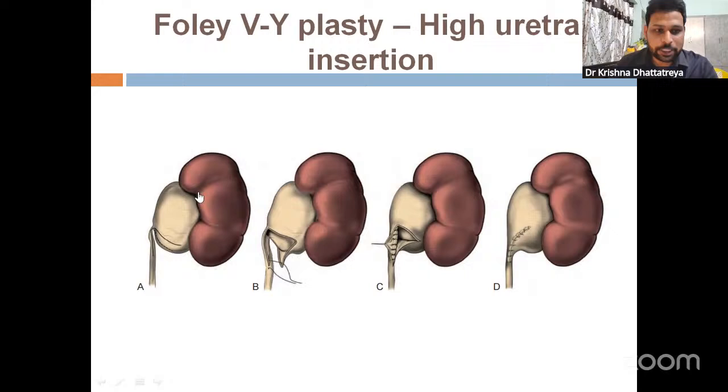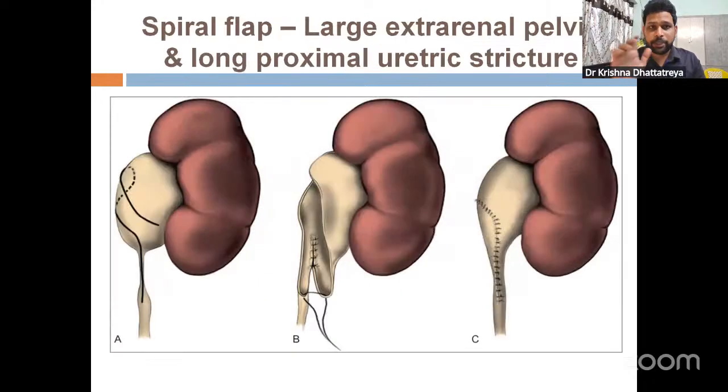If you see the first picture, here you can see the insertion of the ureter is very high on the pelvis. So in this condition, you can develop this V-shaped flap, and you will first suture the posterior margin, and then you will suture the anterior margin with the placement of a stent in situ. So the surgical procedure of choice for high ureteral insertion is Foley's Y-V plasty. This is a very potential image-based question for NEET super specialty.